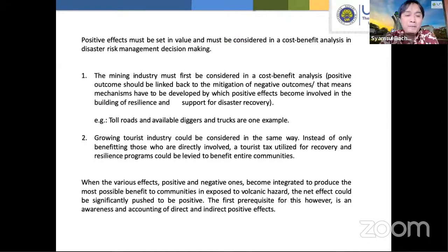For example, toll roads and available diggers and trucks are some examples. Second, a growing tourist industry could be considered in the same way. Instead of only benefiting those who are directly involved, a tourist tax utilized for recovery and resilience programs could be leveraged to benefit the entire community. This is a simple example. When you come to a tourism destination, you should pay something to enter, right?